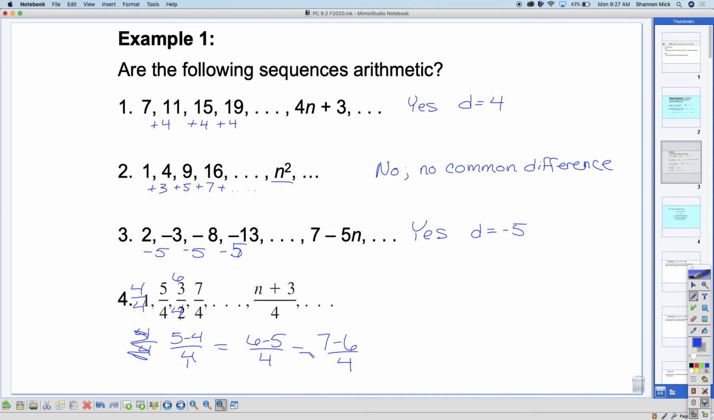1/4. So is it arithmetic? Yes, and your common difference is 1/4. How did I find the common difference? The second minus the first, the third minus the second. Isn't that how you find the change between two numbers? If I gave you two numbers and said find the difference, you'd subtract, right? That's how you're going to do it.